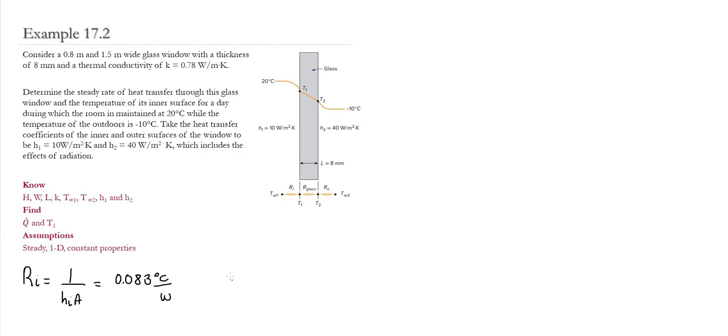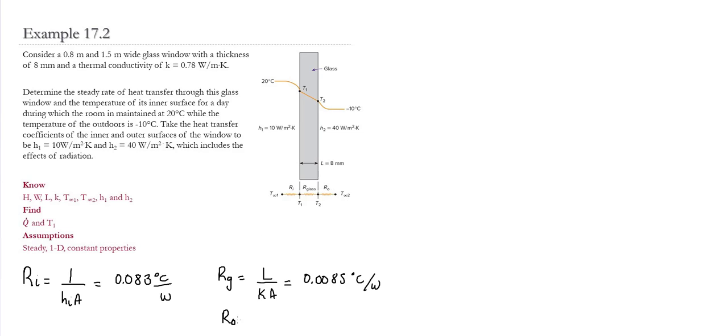The second resistance is going to be the resistance of the glass, and once again it is going to be a conduction resistance. This is going to be the thickness of the glass divided by the thermal conductivity and its cross-sectional area. Once again, we substitute all the values and we find that this particular resistance is 0.0085 Celsius per watt.